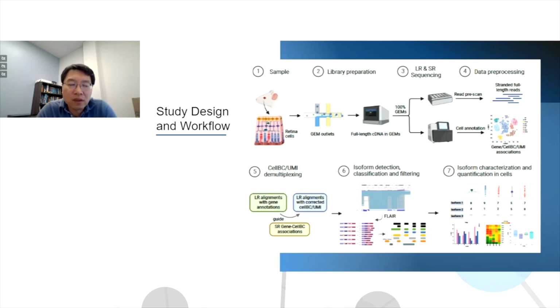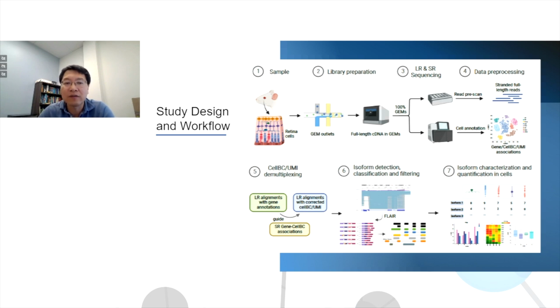So here's the study design for this pilot experiment. We start with the mouse samples, and then we dissected the retina, and then we perform the regular standard 10x Genomics single cell isolation and profiling. And once we get the library, we split it into two halves. One goes to normal Illumina short read sequencing, and then we perform the UMAP clustering and annotation.